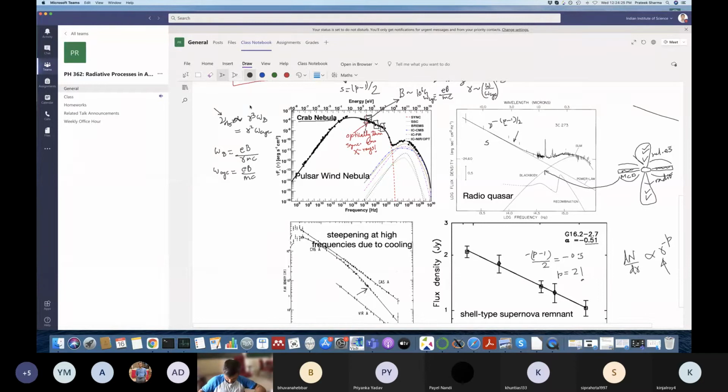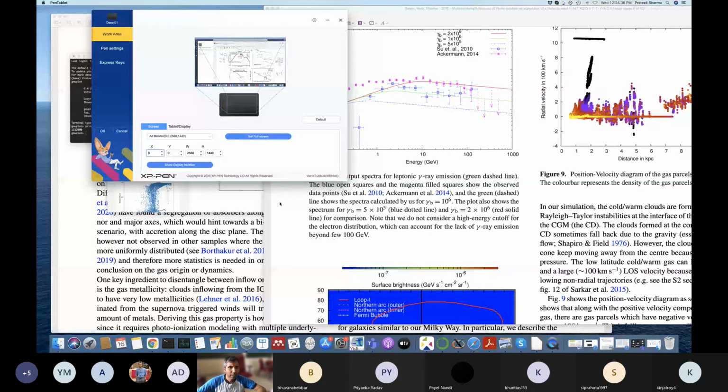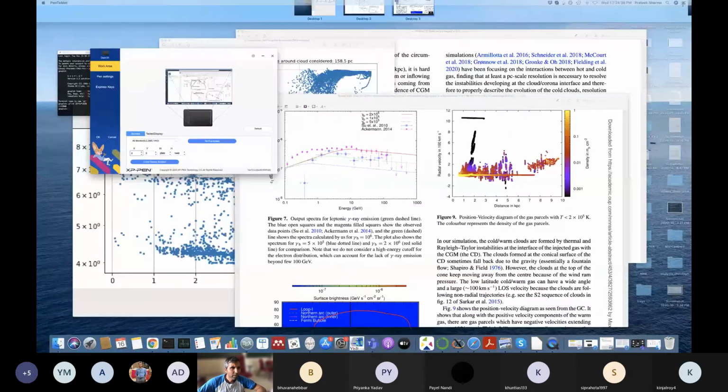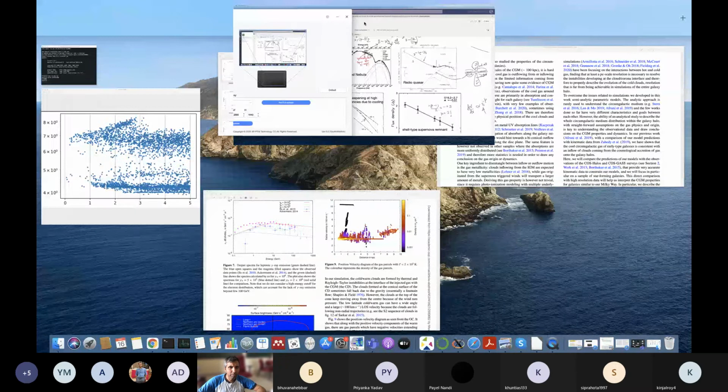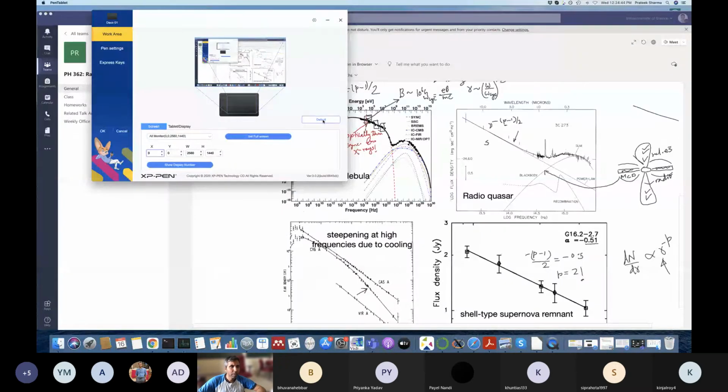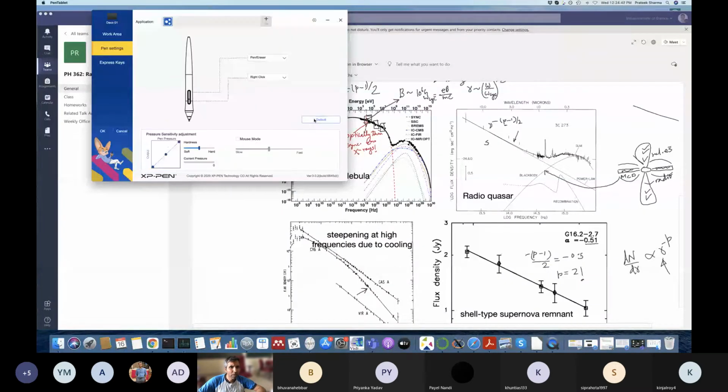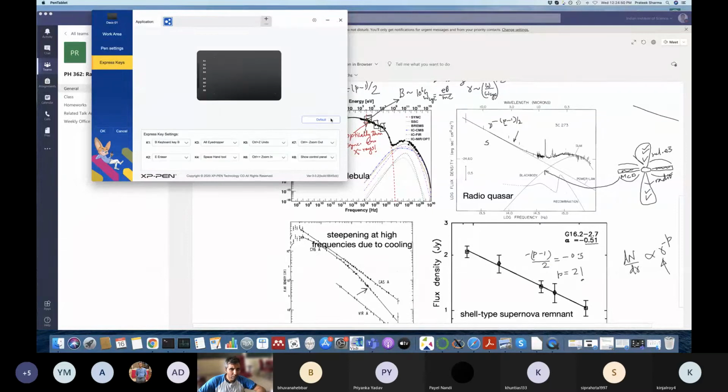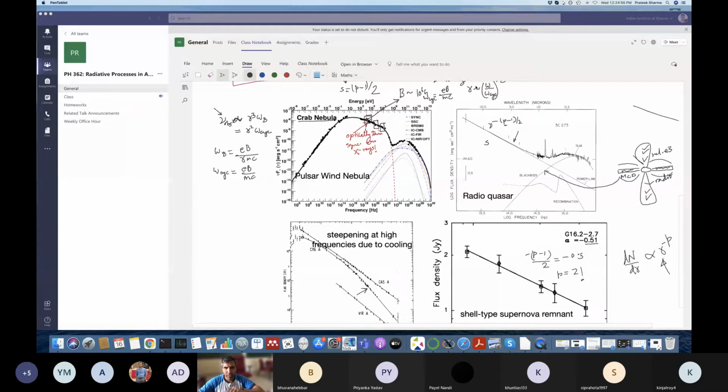What has happened to my pad? Okay, just a sec. Okay, let's see. Now it is working. Oh, I'm relieved. I just had to press that button.